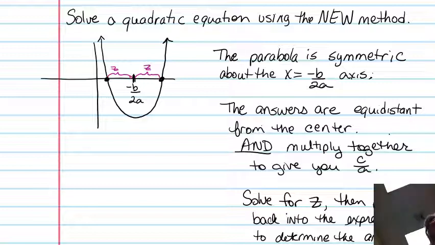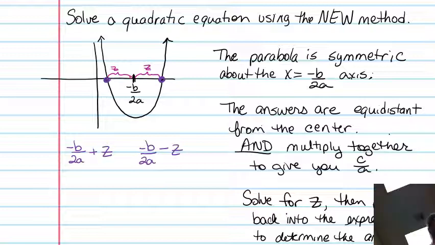And so basically the understanding is that the parabola is symmetric about the x equals negative b over 2a axis. And so the answers are equidistant from that center. So the answers are going to be negative b over 2a plus z, and that's going to give us this one, and then negative b over 2a minus z, that gives us that answer. And so those are my two answers.